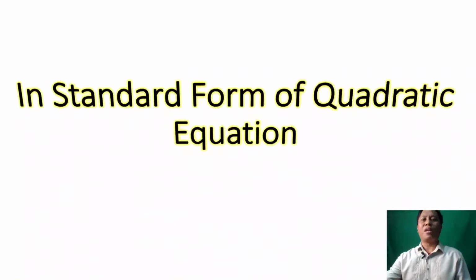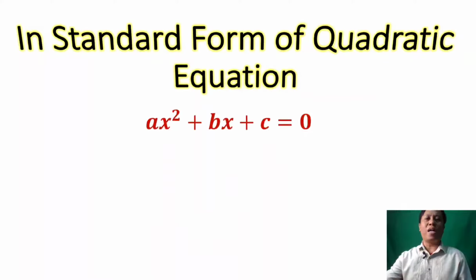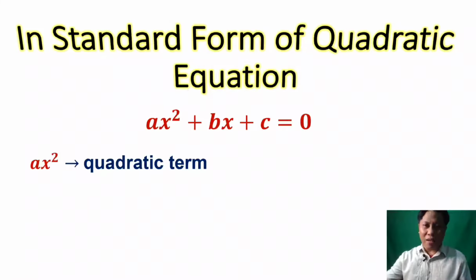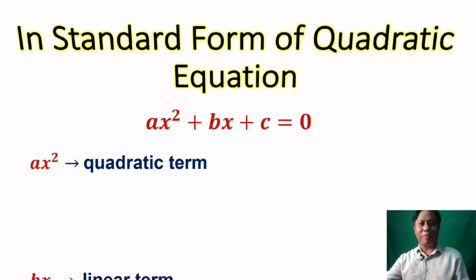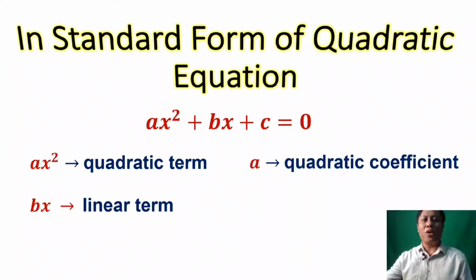In the standard form quadratic equation, ax squared plus bx plus c equals 0, your ax squared is called the quadratic term, and your bx is the linear term. The a alone, without x squared, is called the quadratic coefficient, b is the linear coefficient, and c is the constant.